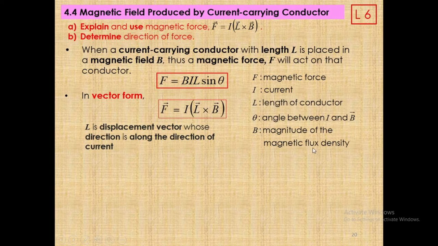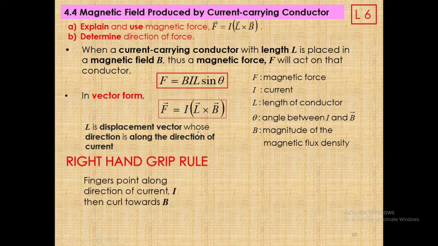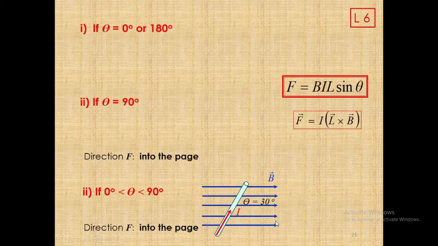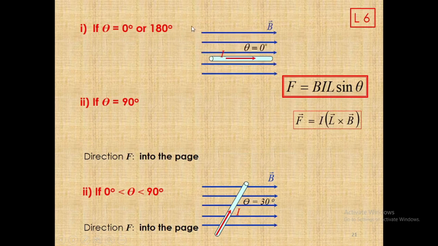So we determine the direction of force, magnetic field and current by using right hand grip rule. So for force, the thumb is referred to the direction of force. The fingers, straight fingers, is direction of current. If we curl the fingers inward, will be direction of magnetic field.